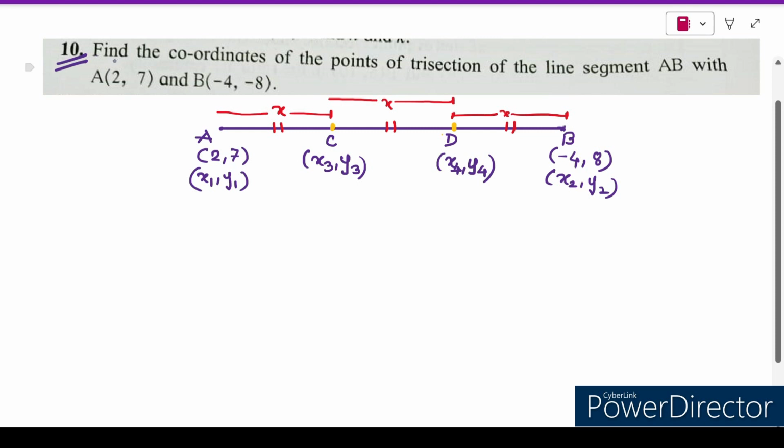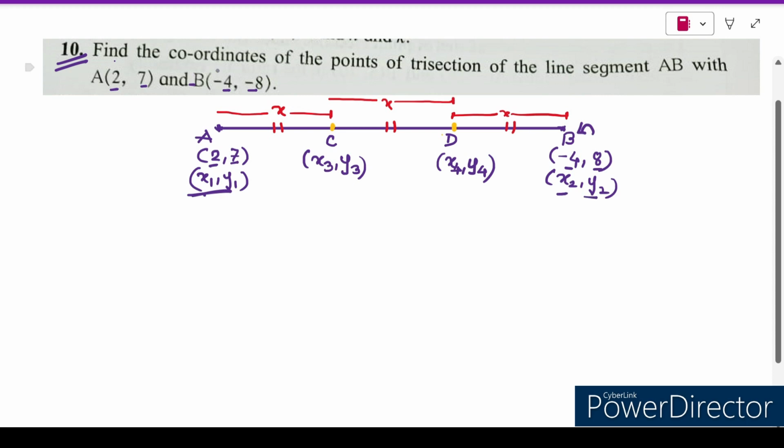Question number 10. Find the coordinate of the point of trisection of line segment AB with A having coordinate 2, 7 and B having coordinate -4, 8. Consider that there is a segment AB having endpoints 2, 7 and -4, 8, which are the coordinates of this point B. Let us consider that this is x1 and y1 and this is x2 and y2.